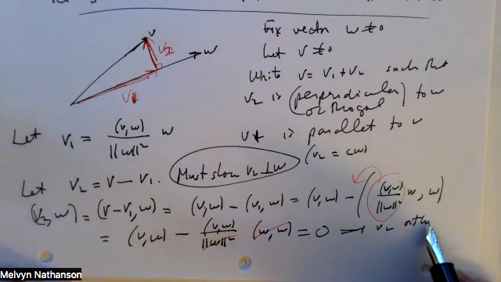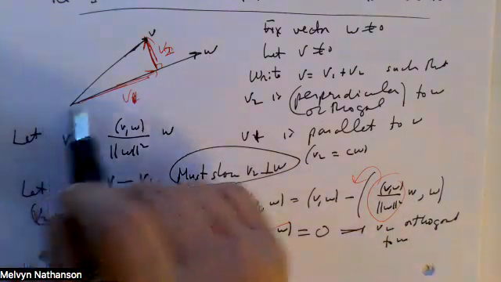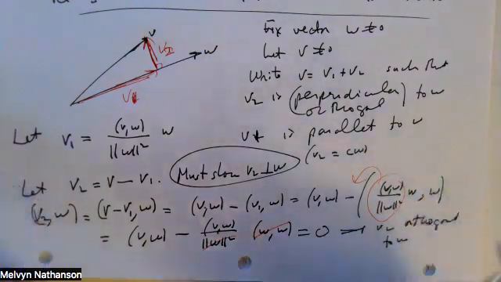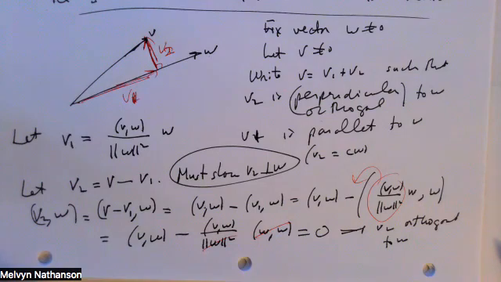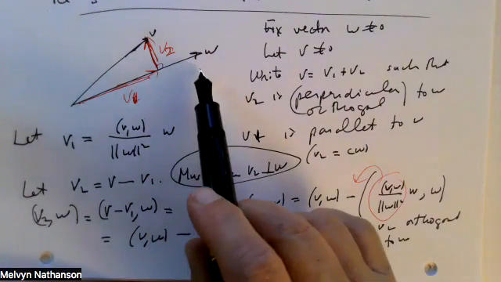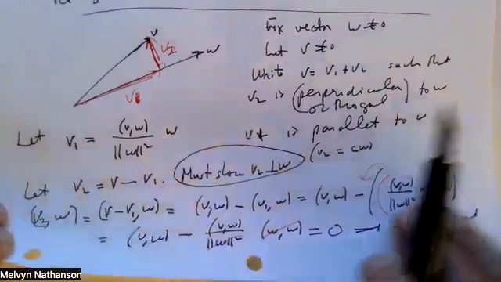So V2 is orthogonal to W. V1 is parallel, V2 is perpendicular. That's my decomposition of V into a piece parallel and another piece perpendicular to W. And that's very nice. In fact, it's not hard to show that if you decompose V into a component parallel to W and a component perpendicular to W, those components are uniquely determined.